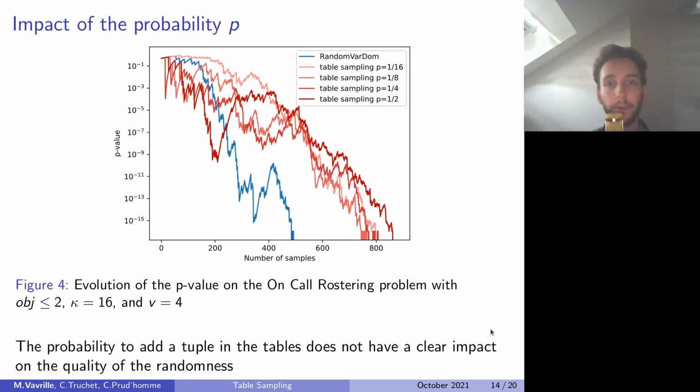Now the impact of the probability. Here we still see that random Vardom has a lower quality of randomness than my approach, and we don't see any clear impact of changing the probability on the quality of the randomness. So the probability to add a tuple in the tables does not have a clear impact on the quality of the randomness. Here I was using again the on-call rostering problem with a bigger constraint on the objective, which changes the number of solutions.